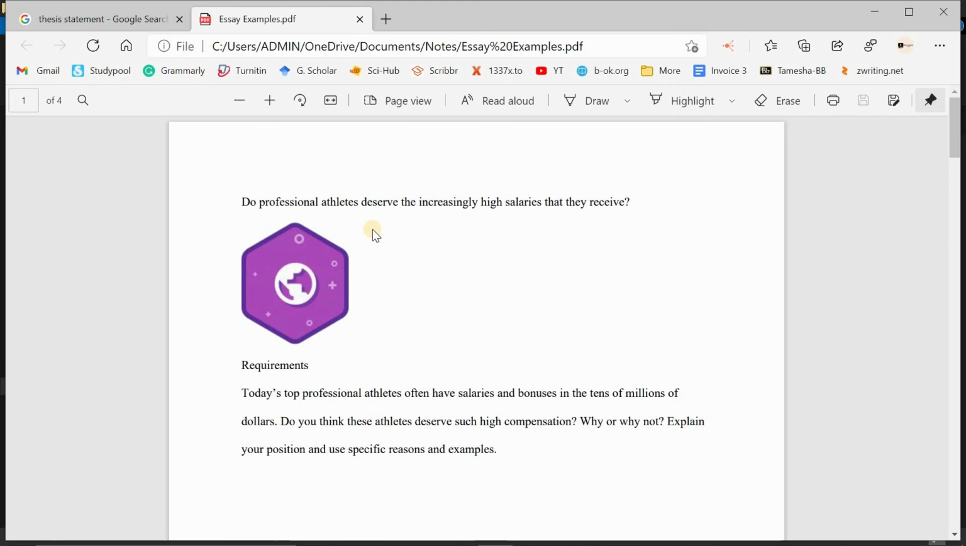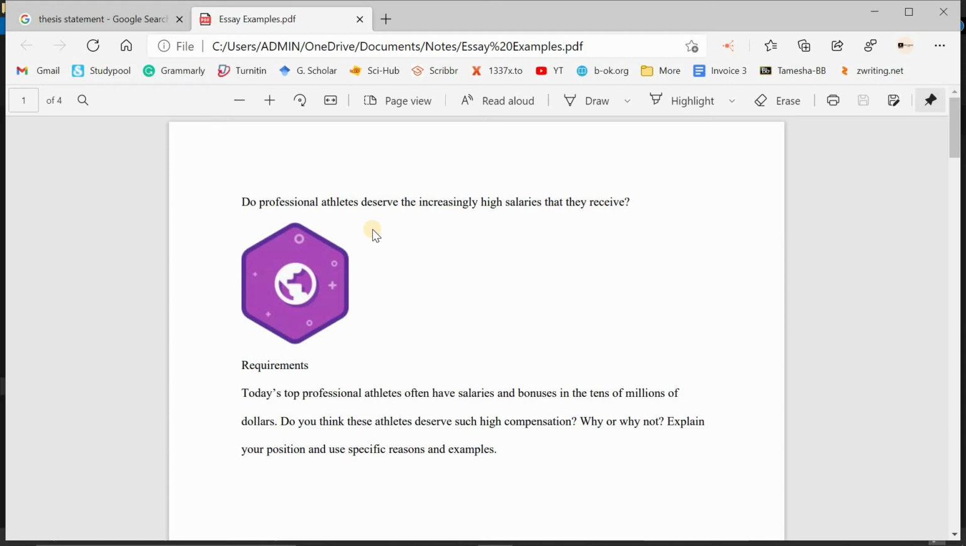So I've pulled out a couple of examples of essays. Let us look at the first one. Do professional athletes deserve the increasingly high salaries that they receive? Then requirements. Today's top professional athletes often have salaries and bonuses in tens of millions of dollars. Do you think these athletes deserve such high compensation? Why or why not? Explain your position and use specific reasons and examples. So this is a clear, downright essay, because you can pick a side and you can support your side with reasons.